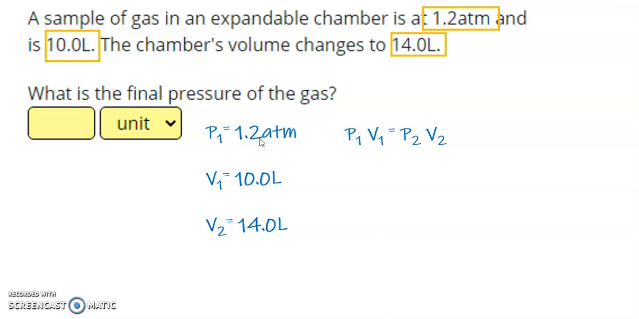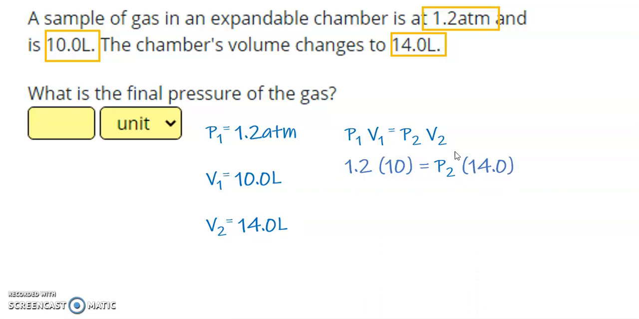Now I plug in my values. So 1.2 for P1, 10 for V1. I write my equal sign. P2 I don't know, so I leave that as P2. V2 is 14, so I plug that in for V2.